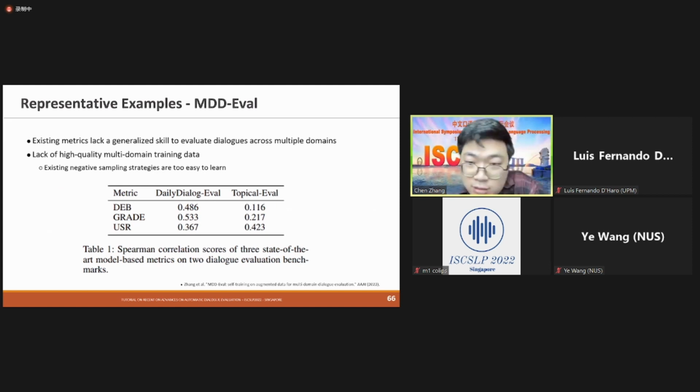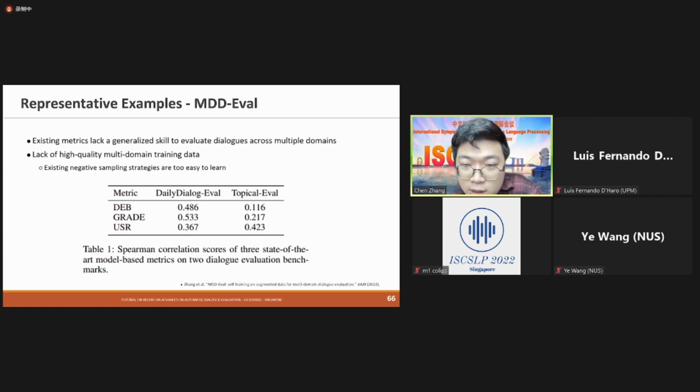So let's dive into the next metric. This metric is called MDD-Eval, and it was published in IEEE 2022. We observe that all the existing training-based metrics do not act as a generalized skill to evaluate dialogues across multiple domains. This means that some metrics perform well on a particular domain, but other metrics may perform well on a different domain.